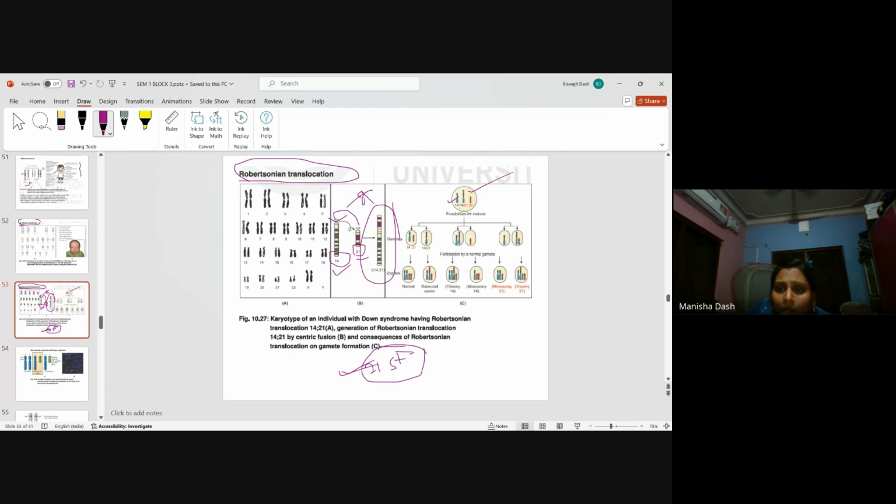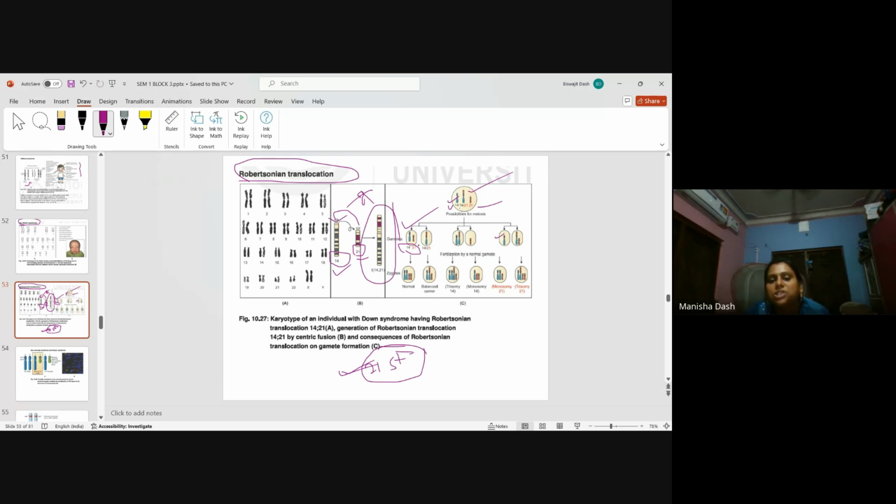Now, what are the possible segregations of the chromosome during meiosis? These two normal 14 and 21st chromosomes can move to one gamete, and then this hybrid chromosome will move to the other gamete. So this is one possible combination. Or another possible combination: this normal 14 and the hybrid might move to one gamete, and this 21 will move to the other gamete. Similarly, this normal 14 chromosome can move to one gamete, and these two, the hybrid and the normal 21, can move to the other gamete.